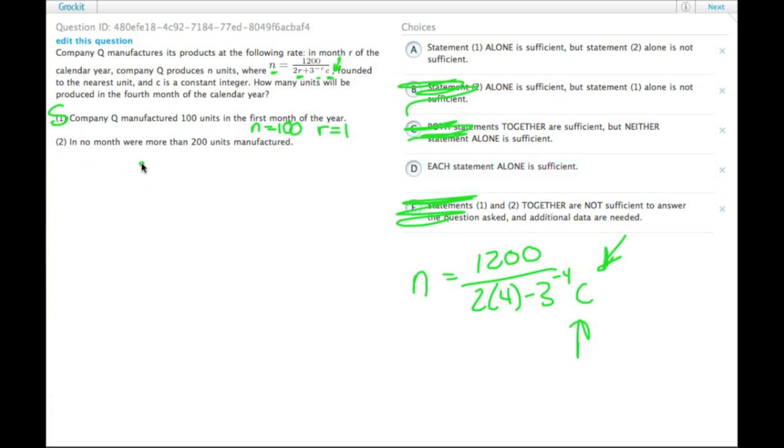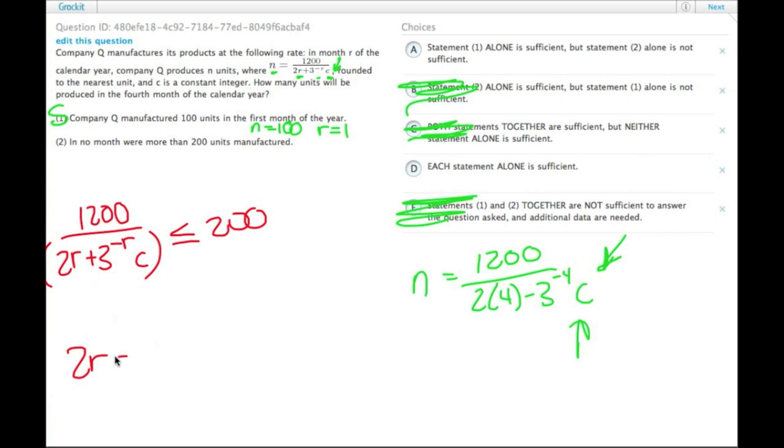Statement 2 tells us that in no month were there more than 200 units manufactured. So if 1200 over 2r plus 3 to the negative r times c is always less than or equal to 200, that means that this denominator here must be greater than or equal to 6. So 2r plus 3 to the minus r times c is greater than or equal to 6, because 1200 divided by a number greater than or equal to 6 will give you a number less than or equal to 200.